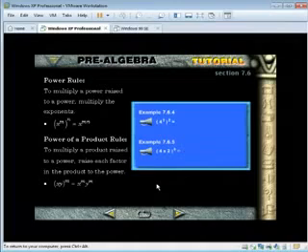Power rule. To raise a power to a power, multiply the exponents. x raised to the power m, raised to the power n, equals x raised to the power m times n. Power of a product rule. To raise a product to a power, raise each factor in the product to the power. x times y, raised to the power m, equals x raised to the power m times y raised to the power m.